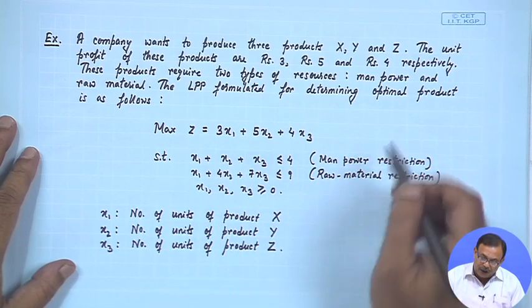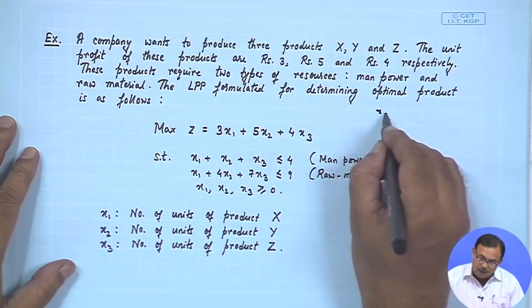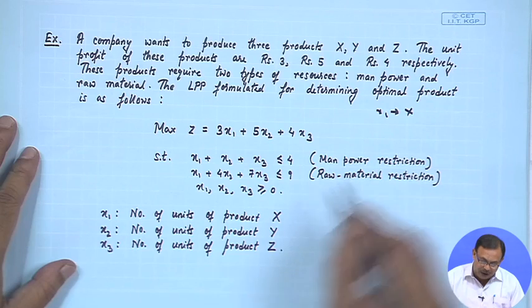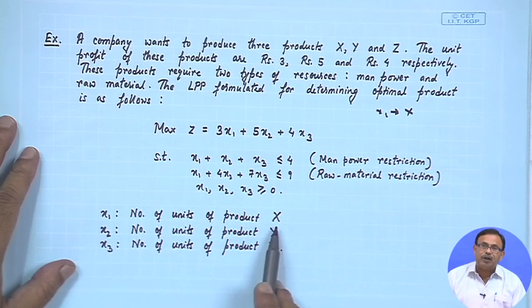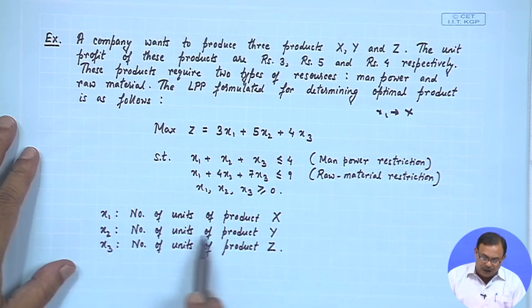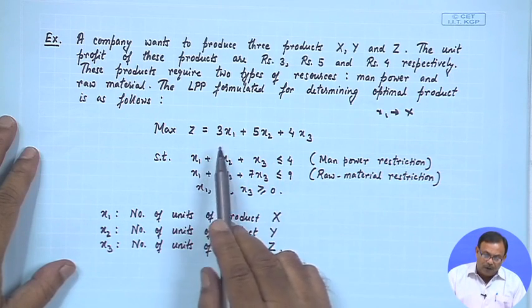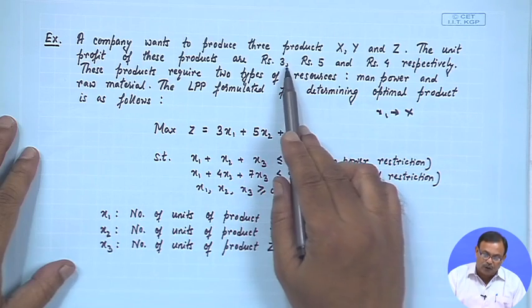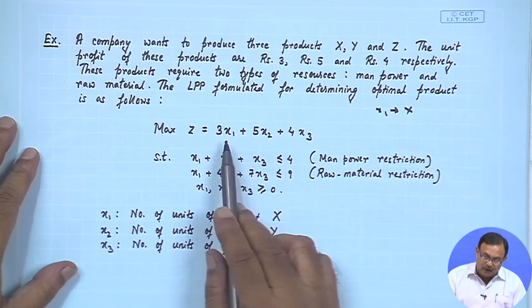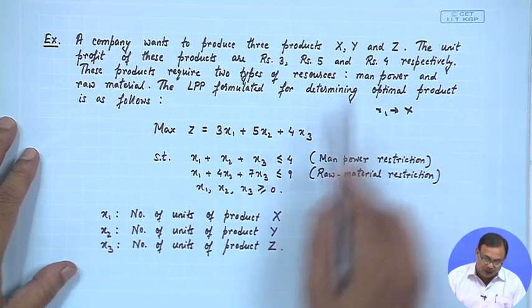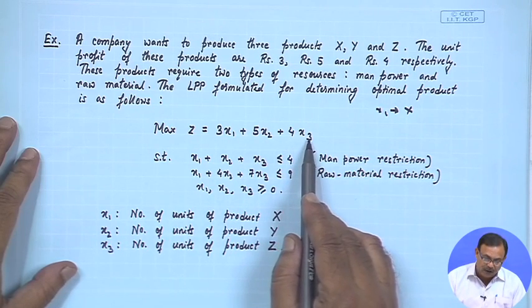Here I have written, x1 is the number of units of product X, x2 is the number of units of product Y and x3 is the number of units of product Z. So, in this case my problem is to maximize 3 into x1, because the unit profit for product 1 is 3. Similarly, I have to maximize 3x1 plus 5 into x2 plus 4 into x3.